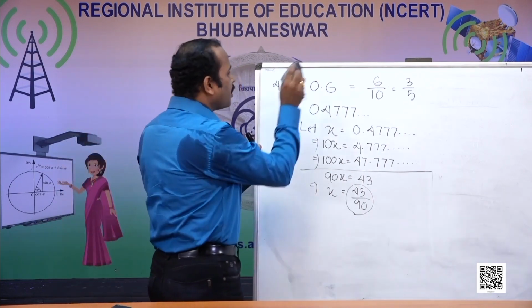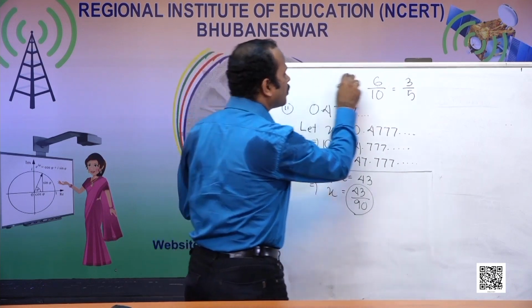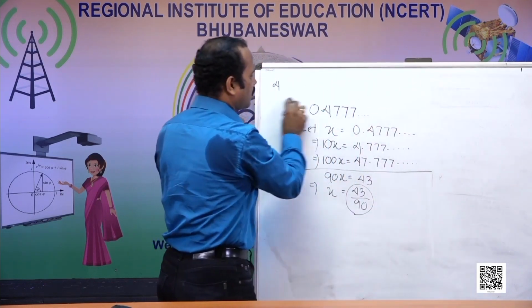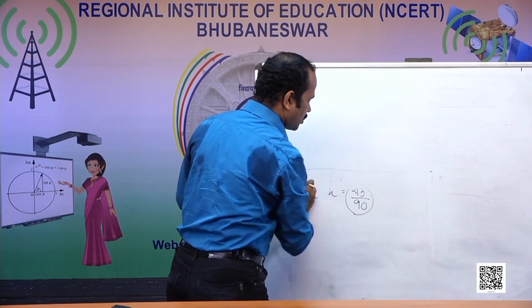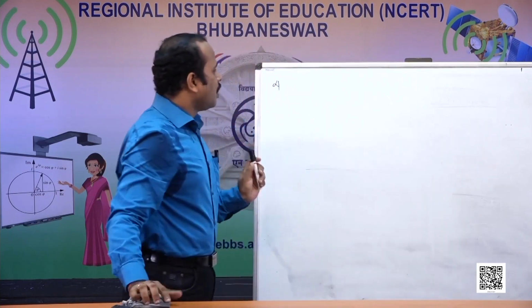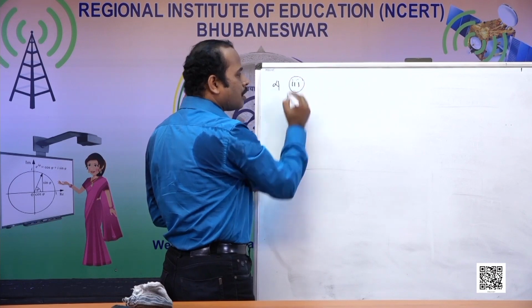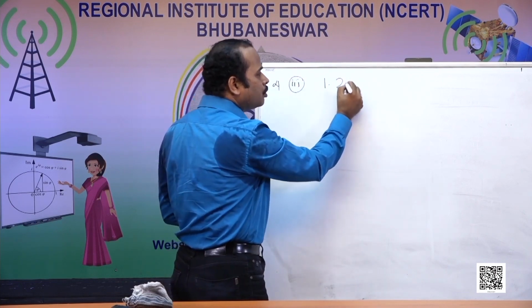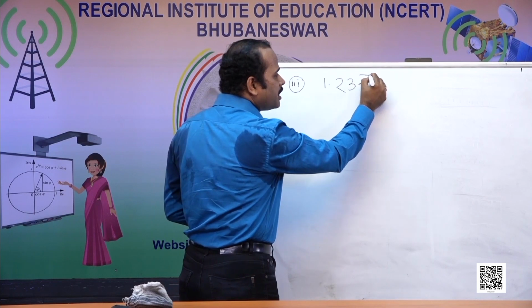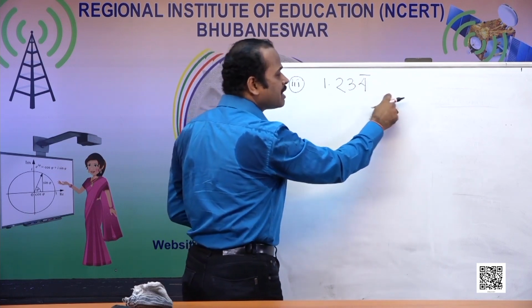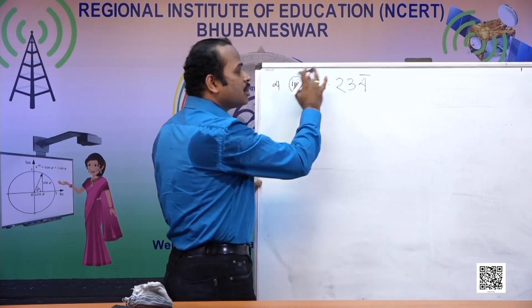So let me rub this first bit. I will let it is here. Now bit 3, 1.234. Here bar is on 4. That means this 4 is repeating and 2 places are not repeating. So how to find this?